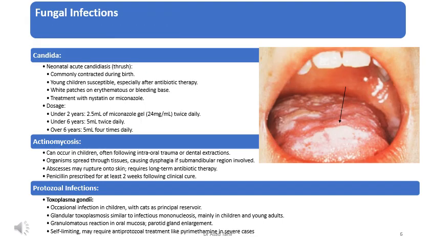Fungal infections. Candida. Neonatal acute candidiasis, thrush, is commonly contracted during birth. Young children are susceptible, especially after antibiotic therapy. White patches on an erythematous or bleeding base. Treatment with nystatin or miconazole. Dosage: under 2 years, 2.5 milliliters of miconazole gel, 24 milligrams per milliliter, twice daily. Under 6 years, 5 milliliters twice daily. Over 6 years, 5 milliliters 4 times daily.